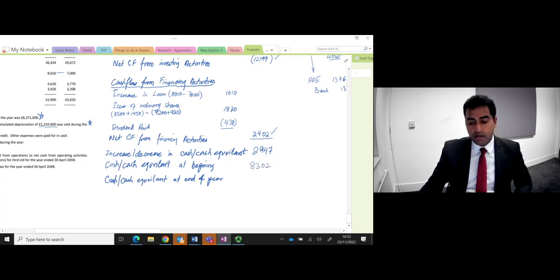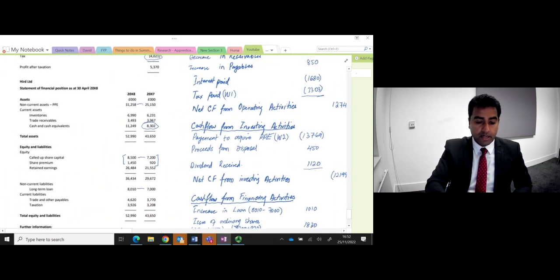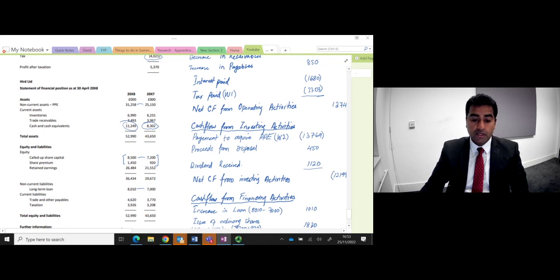8302. And by adding the increase or decrease in cash and cash equivalent and the opening balance of cash, I have a closing balance of cash and cash equivalent, which is 11249. So this is the closing balance. To confirm that our cash flow statement is correct, the closing balance which we have worked out in the cash flow should always match with the closing balance in the statement of financial position, which is 11,249. So if the final figure is matching, that means everything is correct.